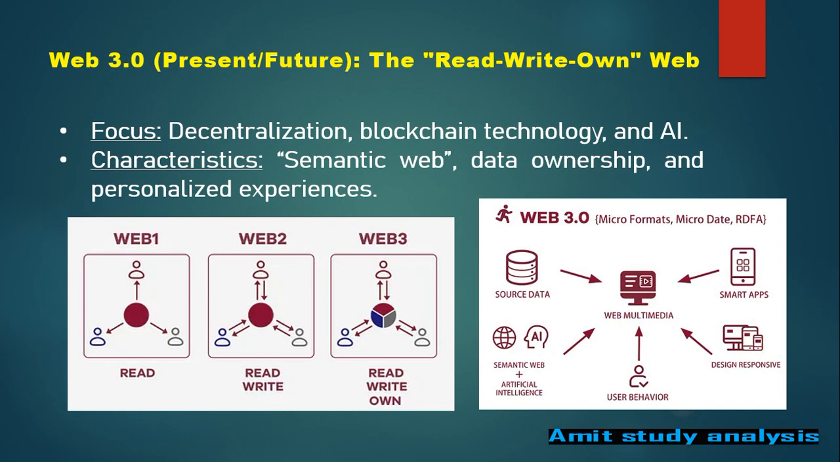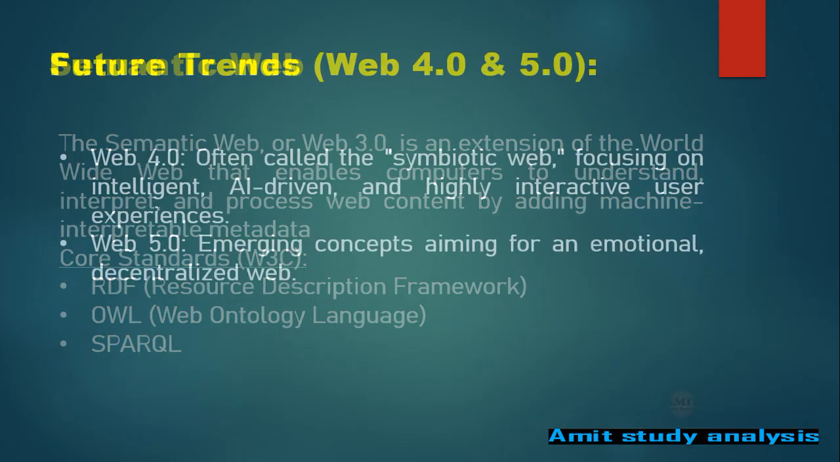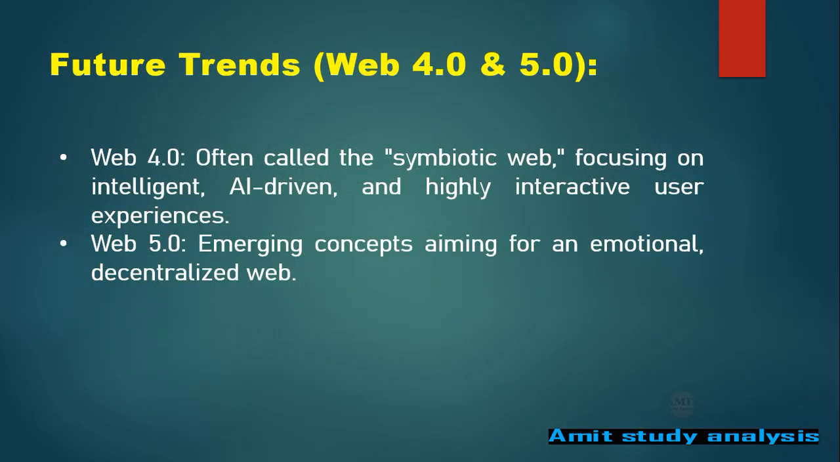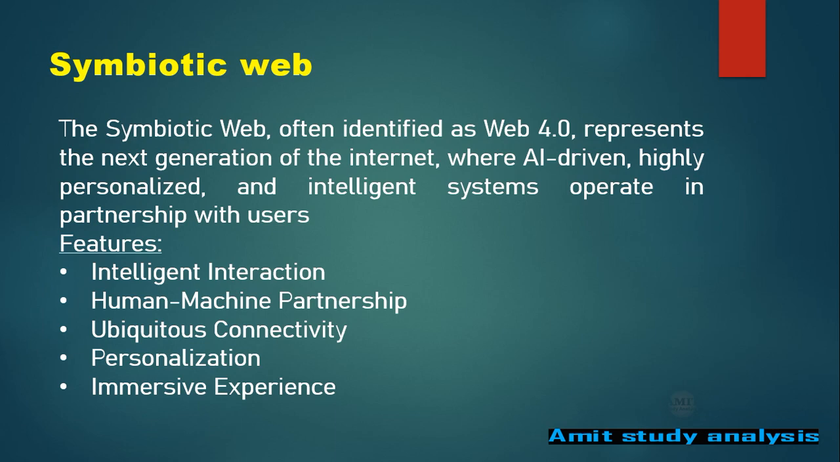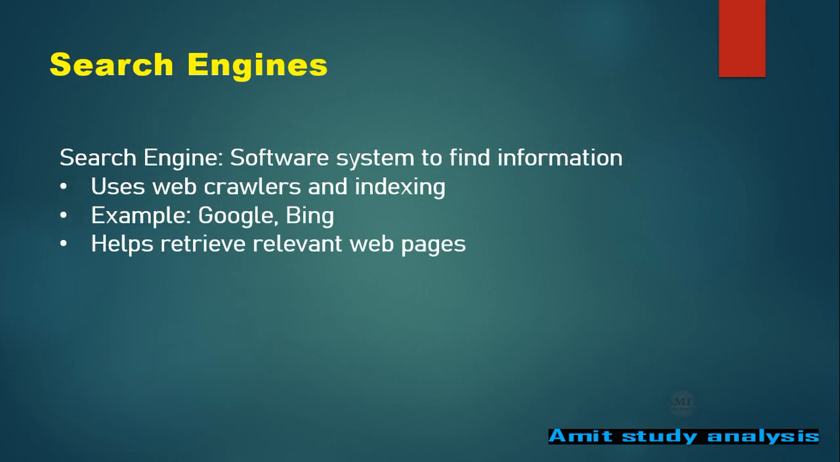Web 3.0 refers to the semantic web, and Web 4.0 refers to the symbiotic web, and Web 5.0 refers to future trends and emotion. Okay, now there are many important terms which are related to Web 2.0. As we are learning and focusing on Web 2.0, there are a lot of terms which come under it, like search engine.